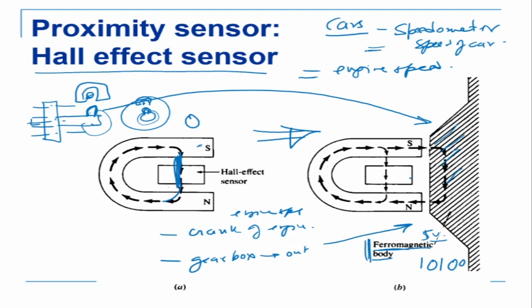In the car, a lot of the materials are ferromagnetic material, and hence this is used extensively in the gearbox and in the engine crank to measure the engine speed. So Hall effect sensors are extensively used not only in robotics but also in automobiles.